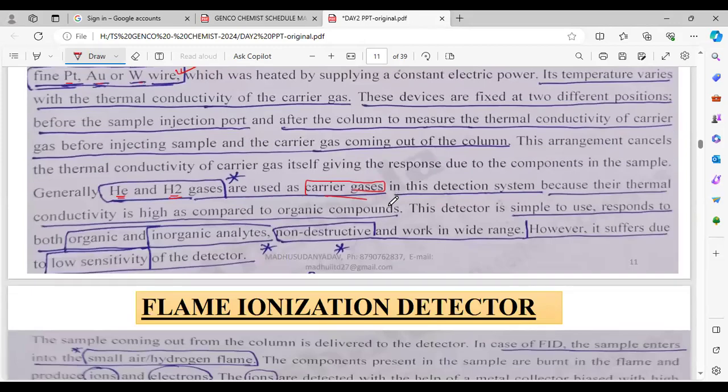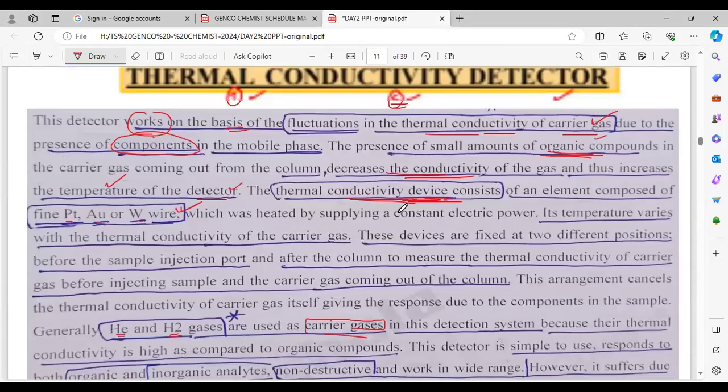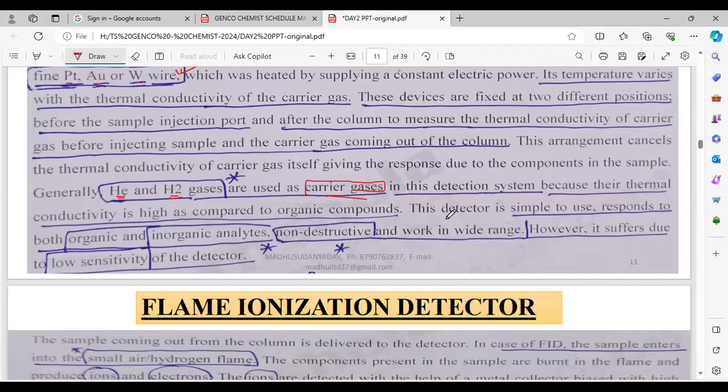But don't do that. Different detectors will have more efficiency with their favorable gases acting as a carrier. So for thermal conductivity detectors, the most generally used gases are helium and hydrogen. So this is favorable for TCD. That's what I'm trying to say.